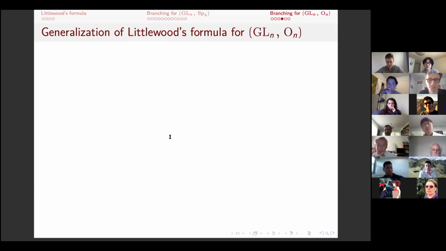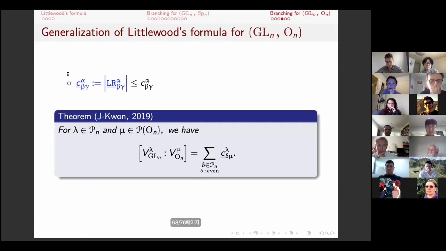Let me introduce our main result in this talk. Let the underbar alpha, beta, gamma denote the number of flagged error tableaux for GLN and ON. Then our main result is that for arbitrary lambda and mu, the branching multiplicity for GLN and ON can be described as the subtraction-free sum in terms of the flagged error tableaux for GLN and ON. We note that this formula also recovers the Littlewood formulas.